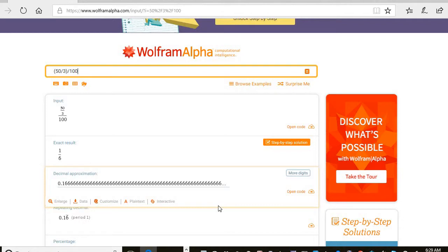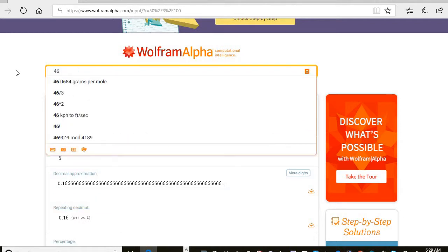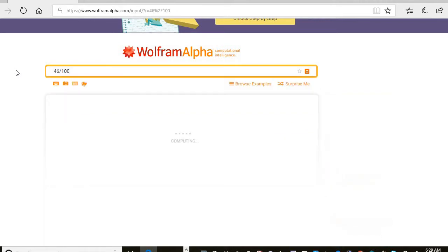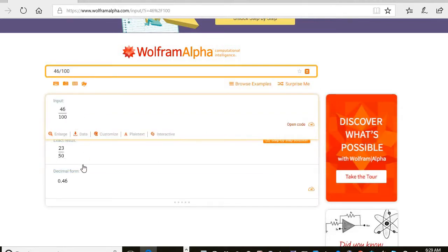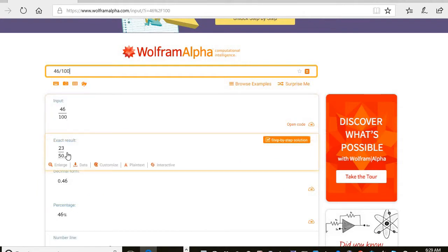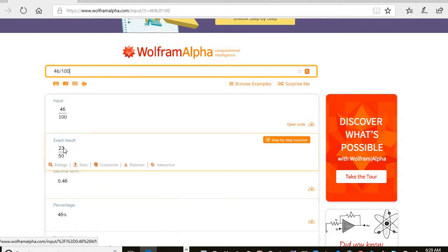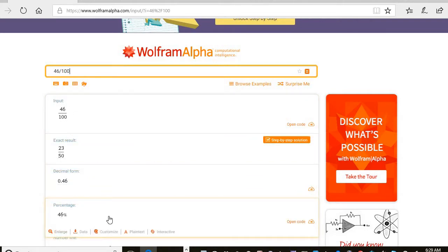So why am I showing you this? If I want to take 46% and know the number, I take 46 and divide by 100. Look what Wolfram Alpha gives me. It gives me all forms of this. It gives me the fractional reduced form, which is 23/50. It gives me the decimal form, which is 0.46, which I showed you earlier. And it also tells me it's 46%. All of it is given to me right here.